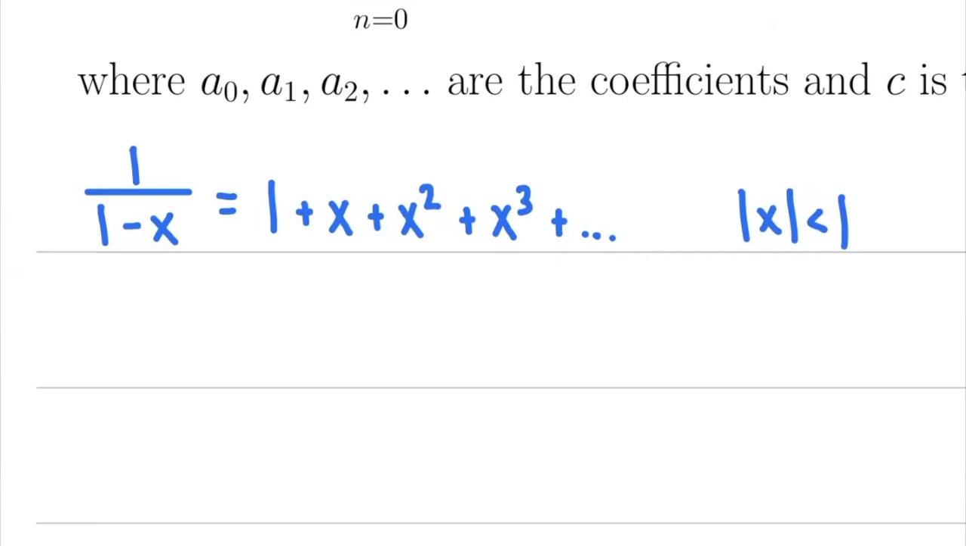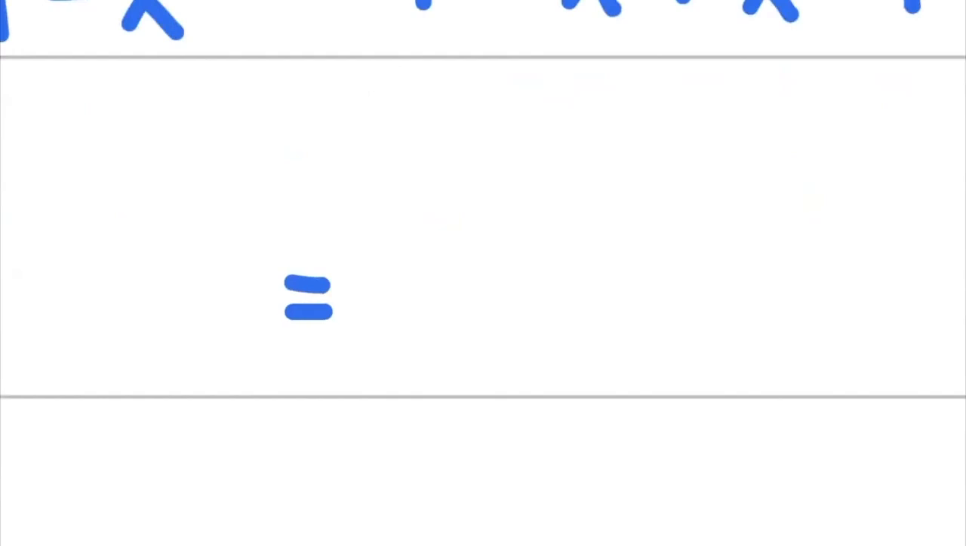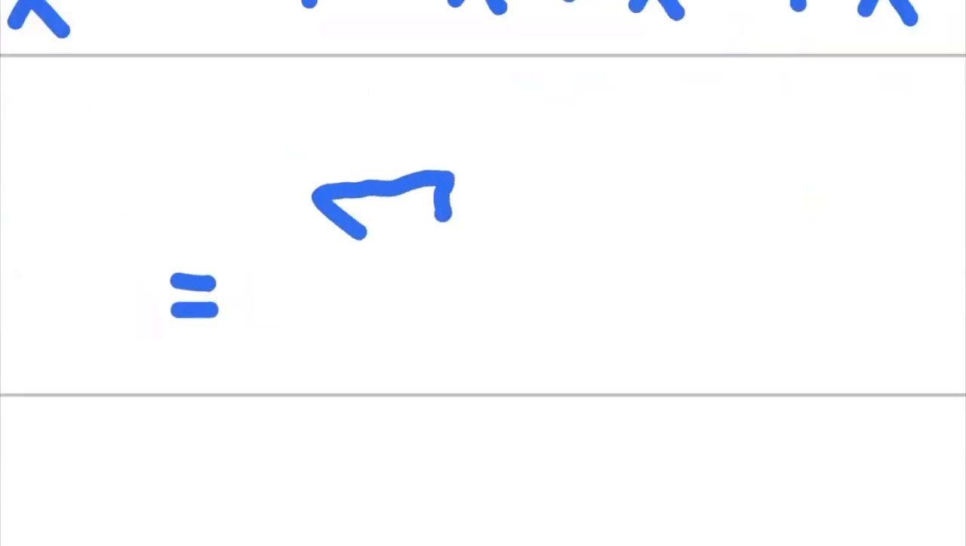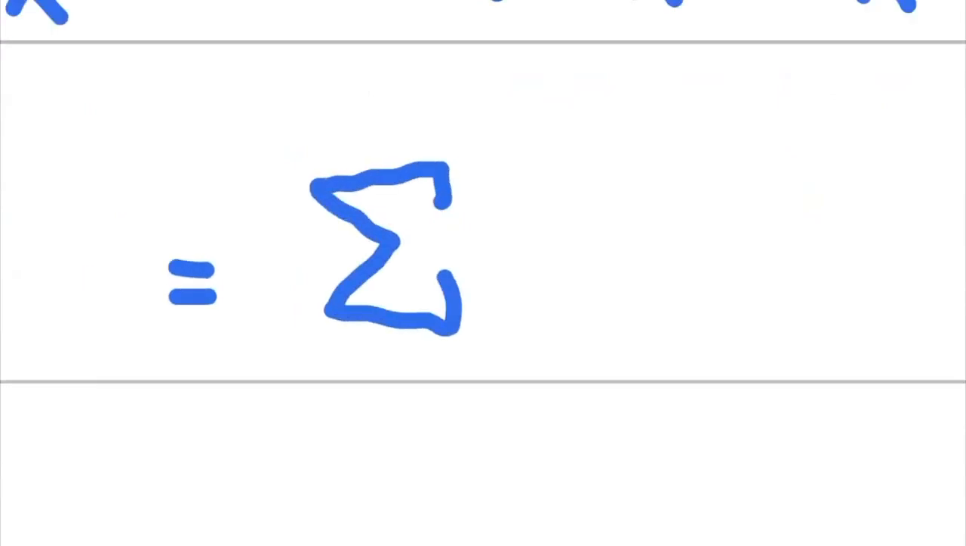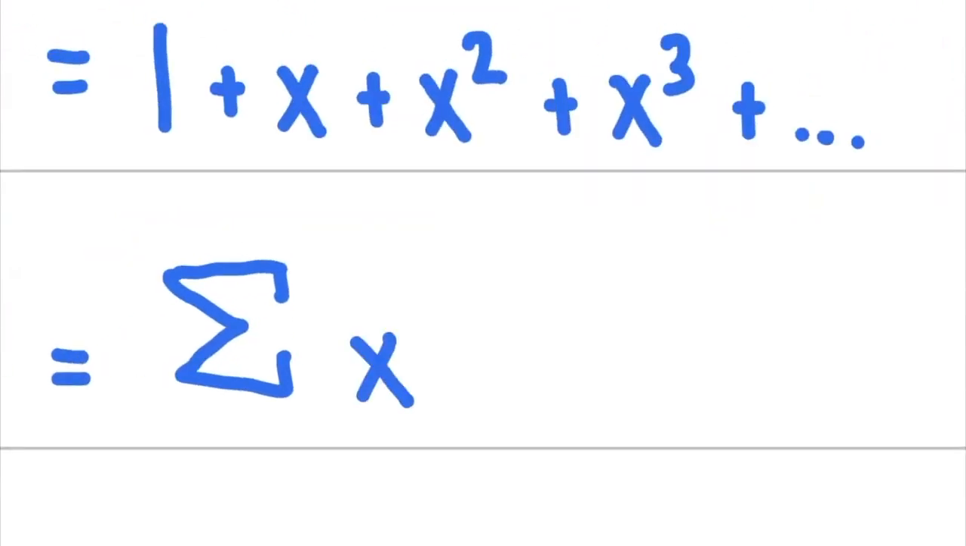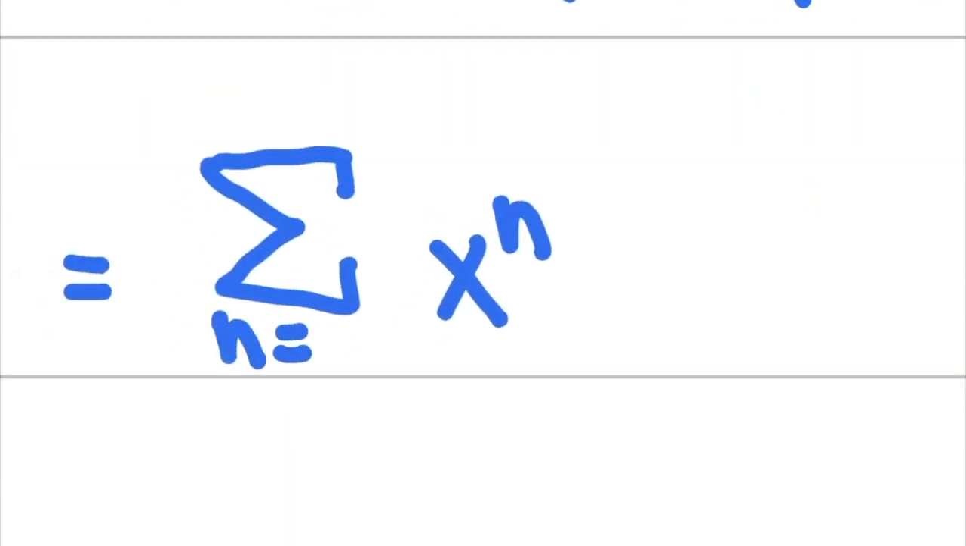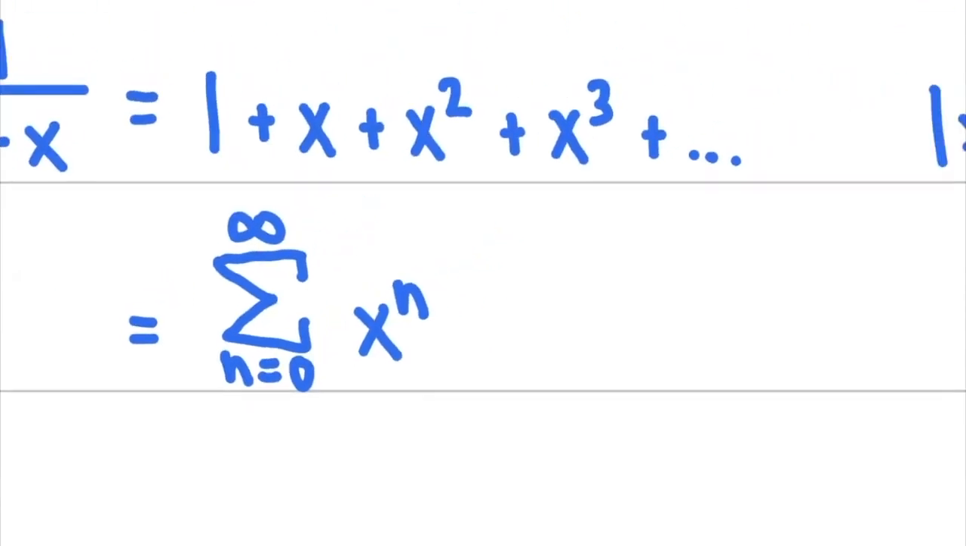If you write this in summation notation, you're going to get the sum of x to the power of n as n goes from 0 to infinity. Let's just double check that. You can see when n is 0, you get 1. When n is 1, you get x, and then x squared, x cubed, all that stuff.